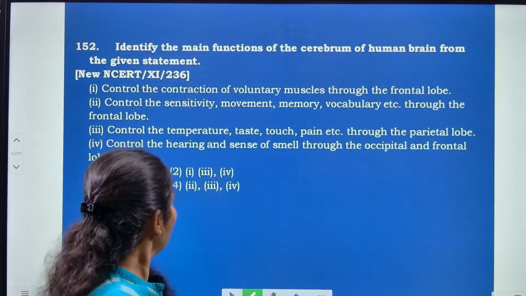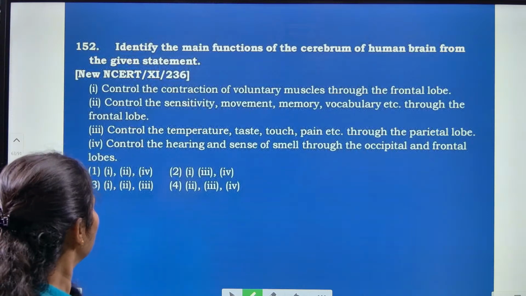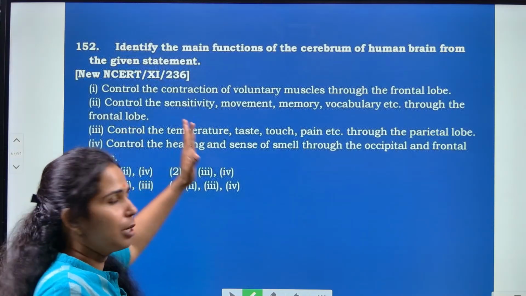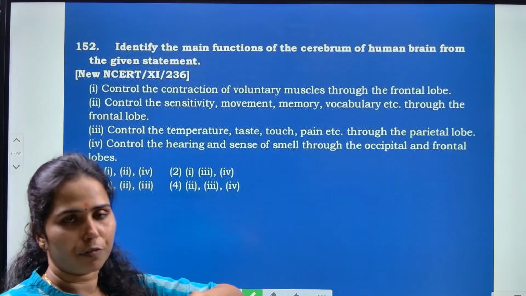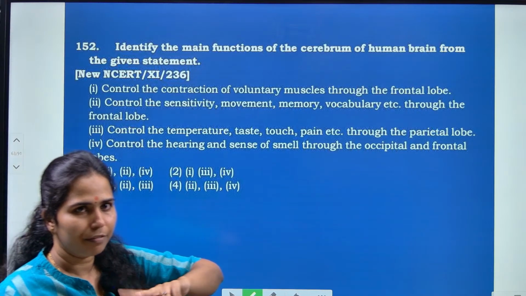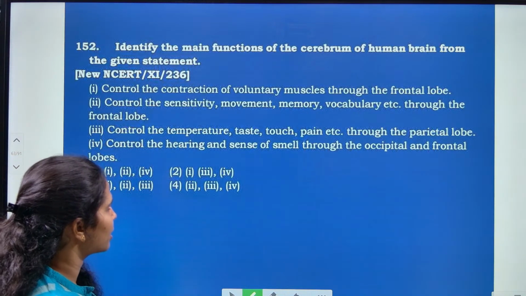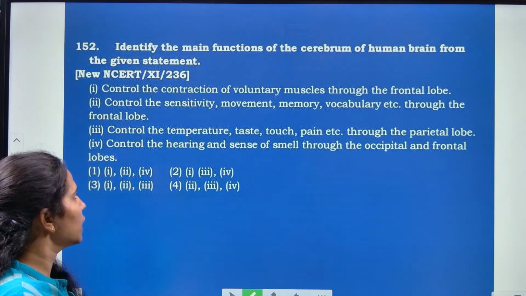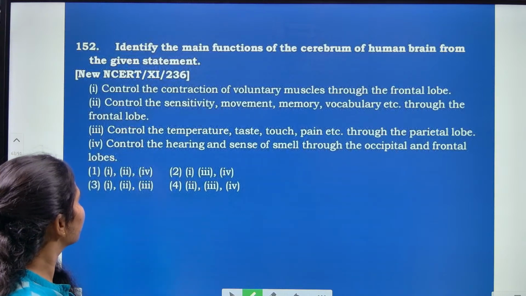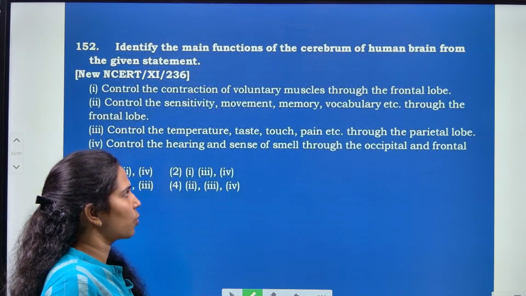Next question. Identify the main functions of the cerebrum of the human brain from the given statements. Yes, so they have given the functions of the cerebrum, which forms the largest part of the brain and is divided into two hemispheres, that is the left as well as the right hemisphere here. So let us see the functions of the cerebrum here. It is going to control the contractions of voluntary muscles through the frontal lobe. Yes, control of sensitivity, movement, memory as well as vocabulary etc.